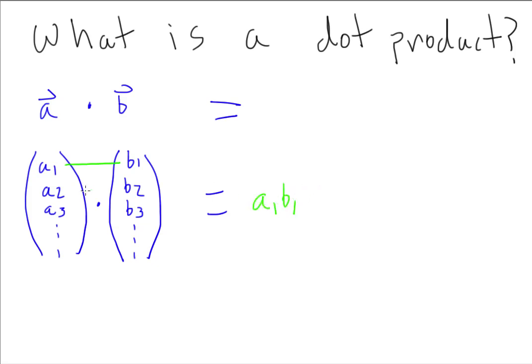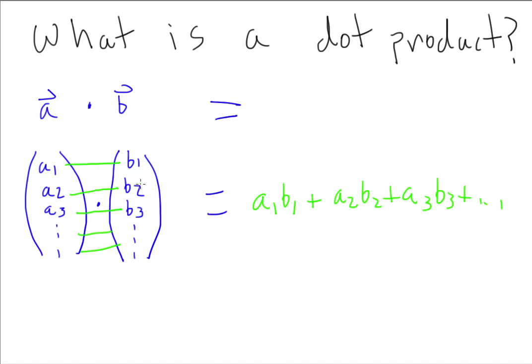So that's a1 times b1, and you add it to their second components and their third components, and so on all the way down the line. This is a2 b2 plus a3 b3. That kind of goes on.